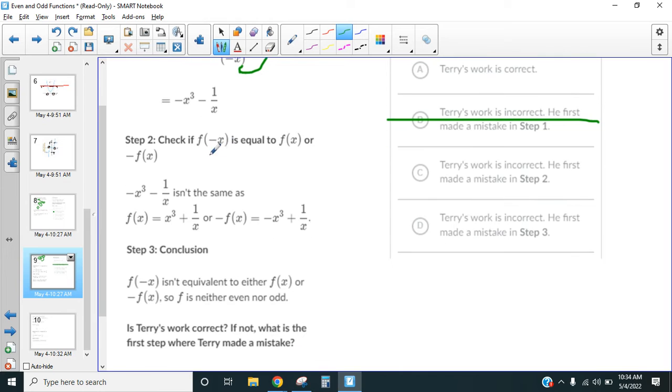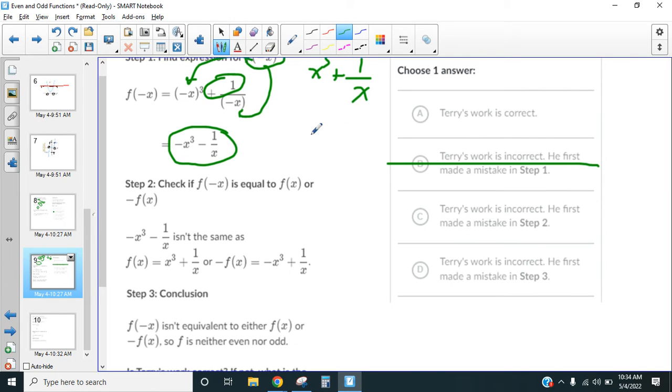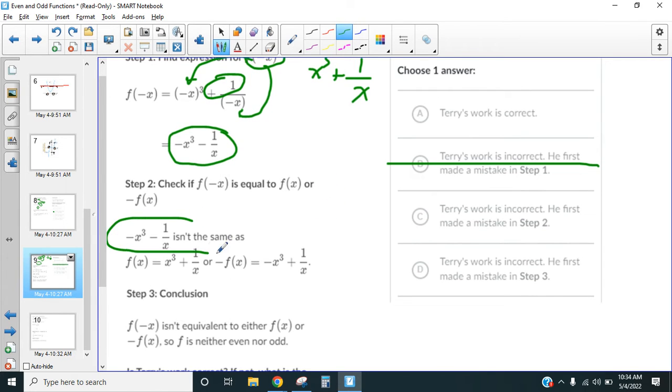Okay. Step 2. You should check to see if this new function is equal to or exactly the opposite of everything in the original. So step 2, check to see if it's the same or it's exactly the opposite. So this isn't the same as this or this. This statement here is incorrect.